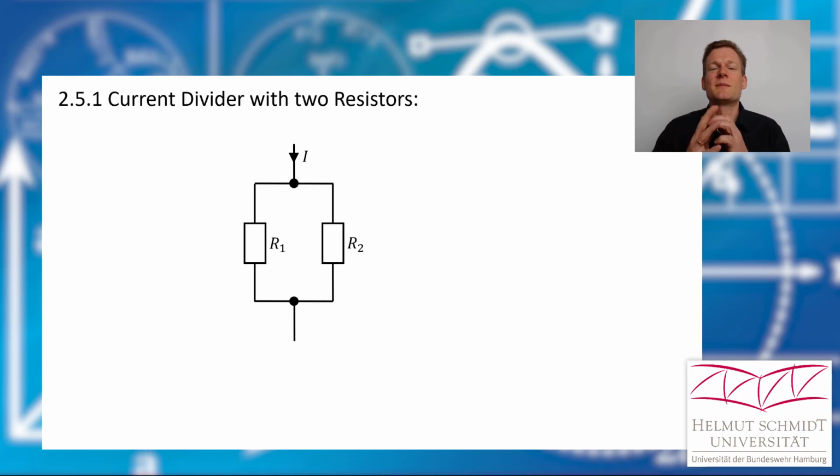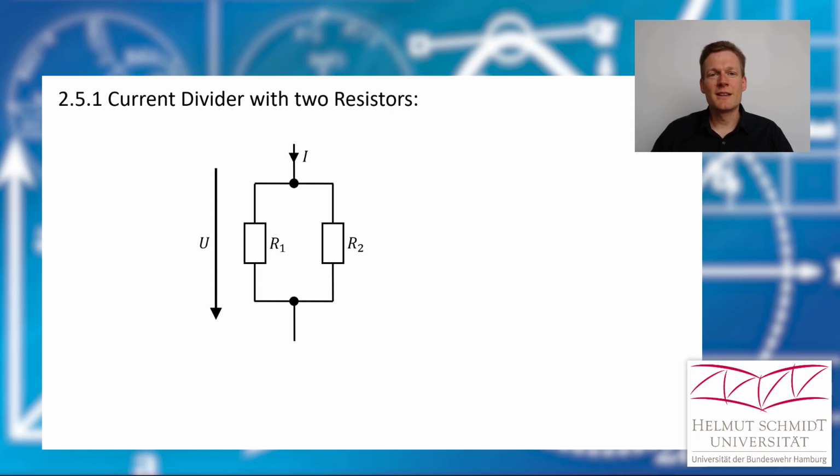I want to show you a special case. Often we express the element values by their resistances. And if we have a parallel connection of two resistors, then we can use another equation, and I like that very much, therefore I will show it to you. So we have a parallel connection of two resistors, and so we know that the voltage drop will be the same at both elements.